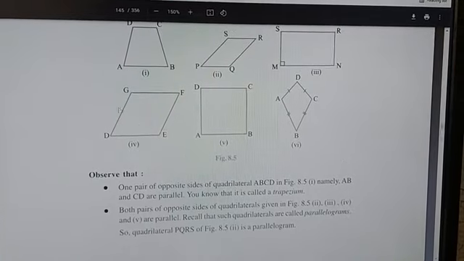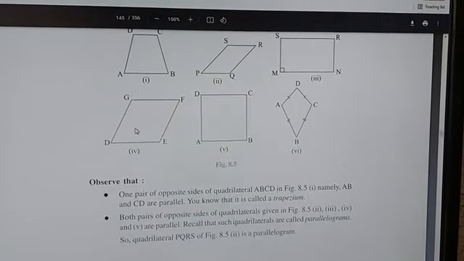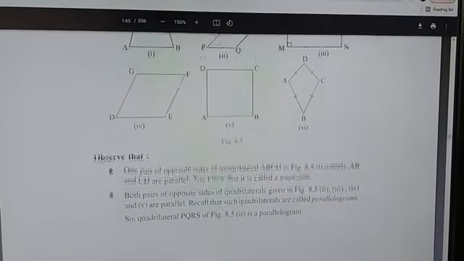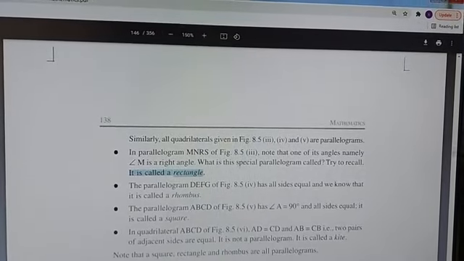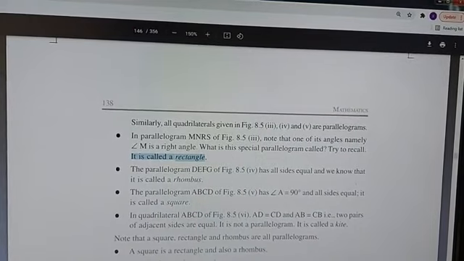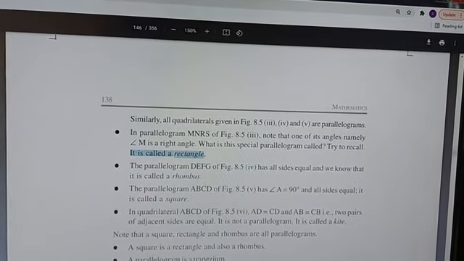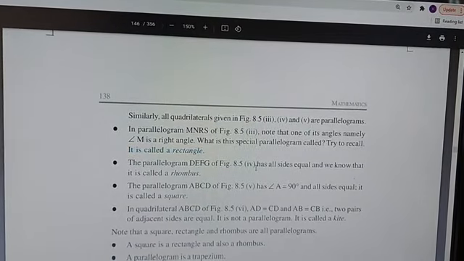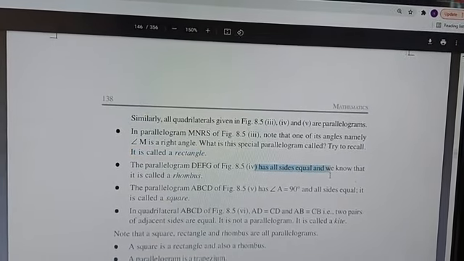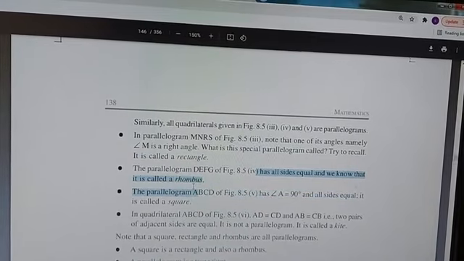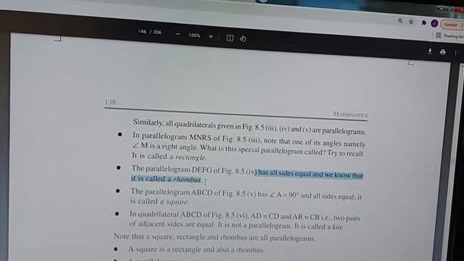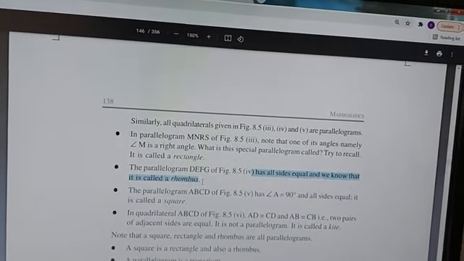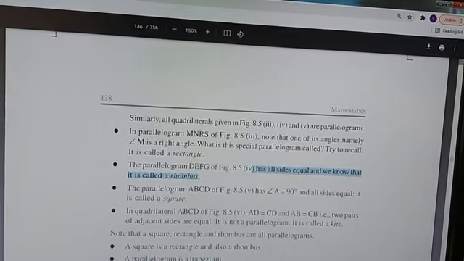Now the next figure, the fourth one, is rhombus. So write in this one: opposite sides are parallel and all sides are equal. Then we know that it is called a rhombus.